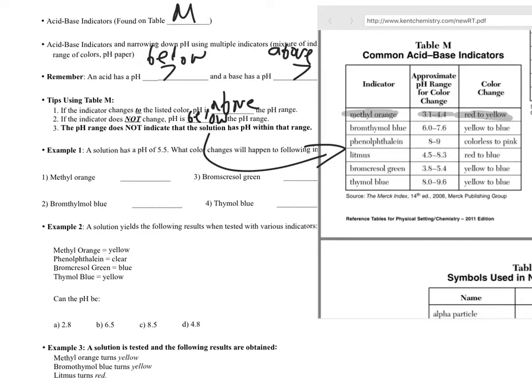So the idea is this. This 3.1 corresponds to the color red. That means any pH that's below 3.1 means methyl orange should be colored red. This right here, 4.4, corresponds to the color yellow. So any pH that is above 4.4 means that the indicator has changed yellow. Red corresponds to red, blue corresponds to blue.